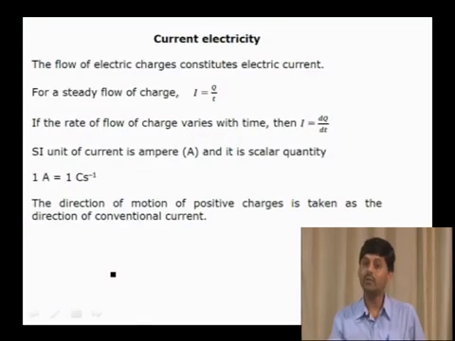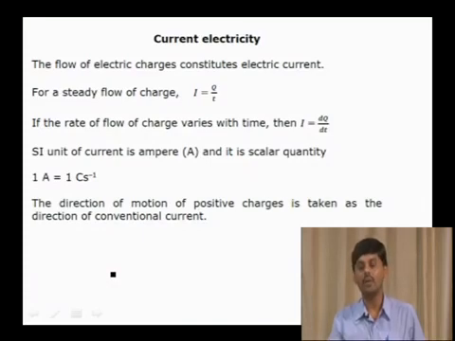If the rate of flow of charges varies with time, then we take I is equal to dQ by dt. The SI unit of current is ampere and it is a scalar quantity. See here, current has both magnitude and direction. The current magnitude can be 2 ampere, and the flowing direction can be shown, but still it is a scalar quantity. Why? It does not obey the vector addition rule, so it belongs to scalar quantities.